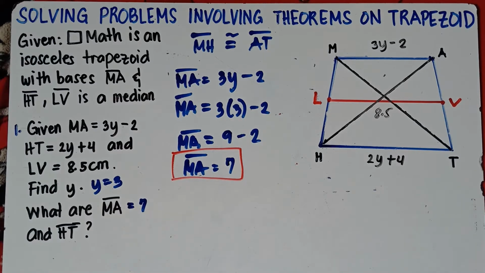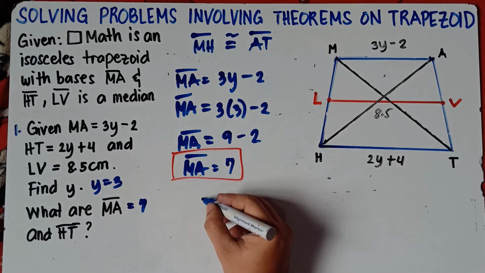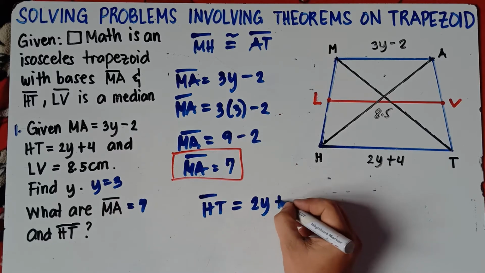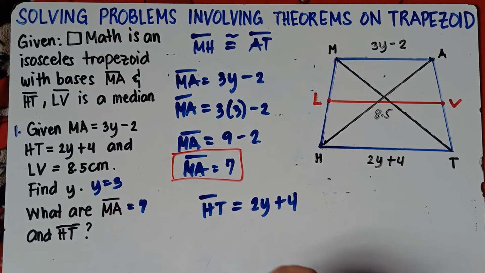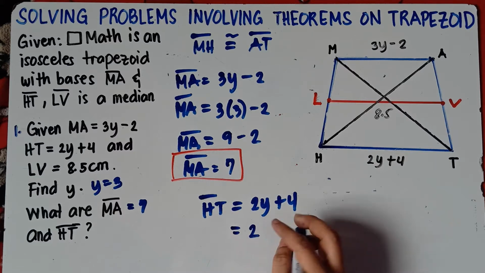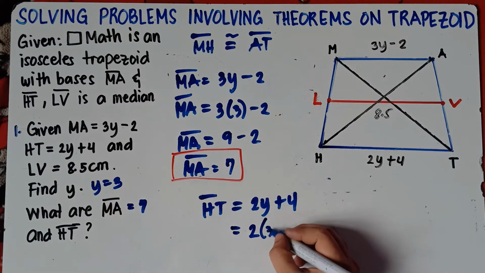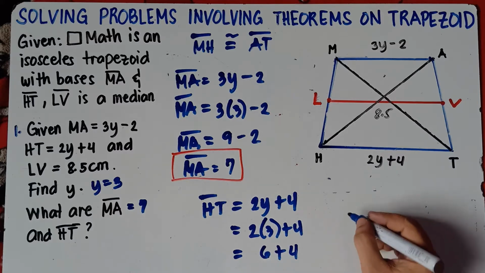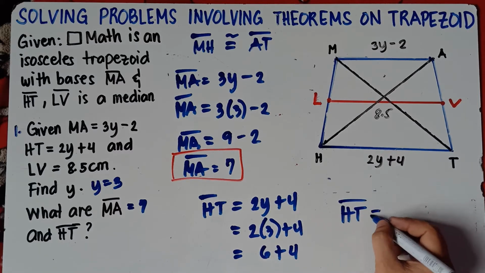Alright, so MA is 7. Now, how about HT, sir? Let's find HT. So, line segment HT is equal to 2y plus 4. So, this will be 2, then our y is 3. So, 2 times 3 plus 4. So, 2 times 3. What's the answer, class? 2 times 3. That's correct. That is 6 plus 4. So, line segment HT, 6 plus 4, that is 10.